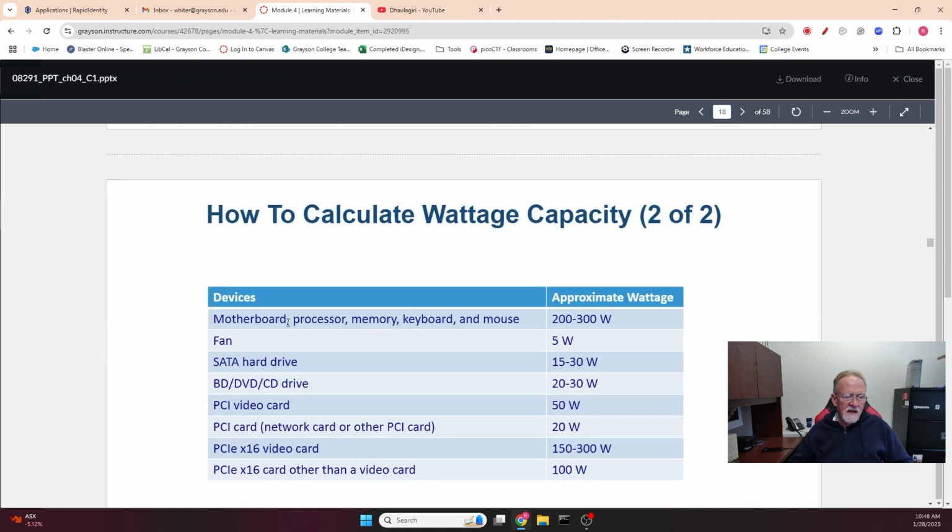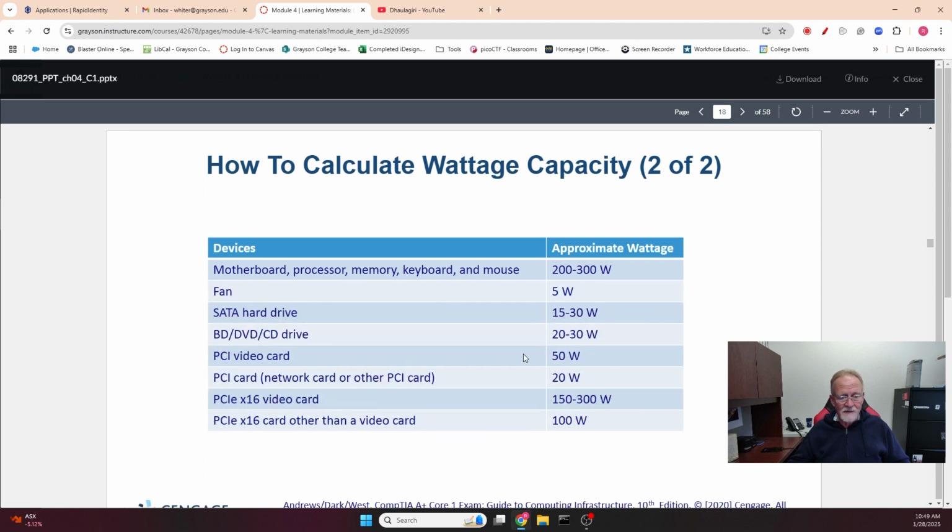If you're going to add things up, motherboard, processor, this is the general motherboard requirements here. And that's usually 200 to 300 watts for this particular imaginary system that we're building. Fan, you're going to need 5 watts for that. SATA hard drive, remember we talked about that, 15 to 20 to 30 watts. DVD drive, 20 to 30 watts. If you got a PCI video card, which would be a really old video card, 50 watts. Any other PCI card, like a network card, sound card, anything like that, it's 20 watts.